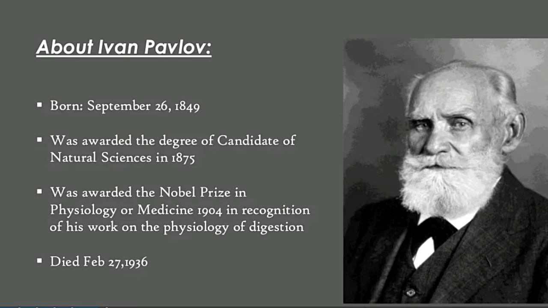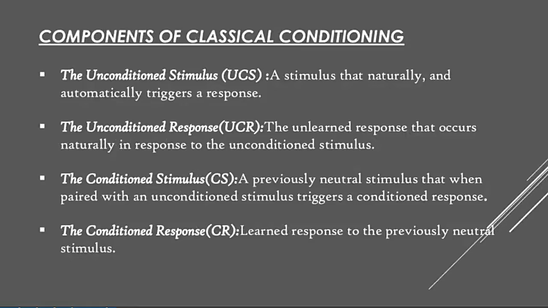About Ivan Pavlov, born September 26, 1849. He was awarded the degree of Candidate of Natural Sciences in 1875 and was awarded the Nobel Prize in Physiology or Medicine in 1904 in recognition of his work on the physiology of digestion. He died February 27, 1936.